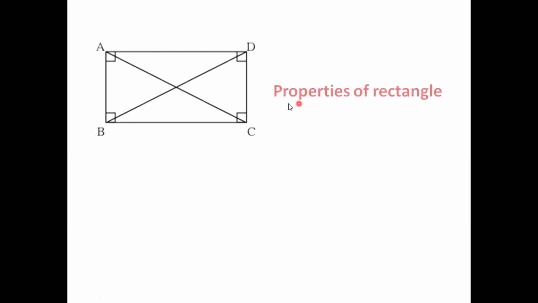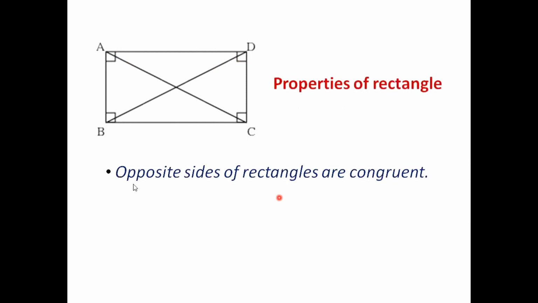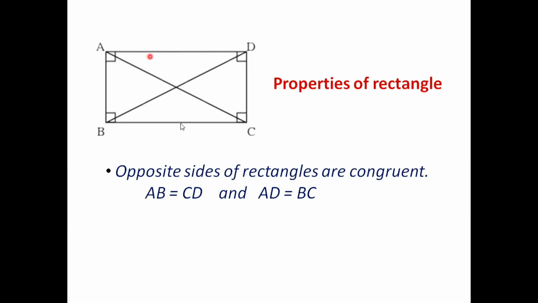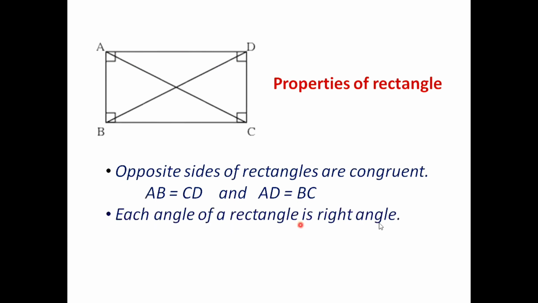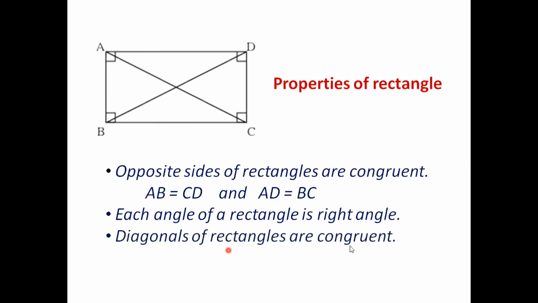Now let us consider the properties of a rectangle. The first property is that opposite sides of a rectangle are congruent. That means side AB and side CD, these are opposite sides of a rectangle, and side AD and side BC is another pair of opposite sides, so they must be congruent. The second property is that each angle of a rectangle is a right angle, as we can see in the diagram. The next property is that diagonals of a rectangle are congruent. In this diagram, AC and BD are the two diagonals of quadrilateral ABCD, that is the rectangle ABCD. So they must be congruent, that is AC is congruent to BD.